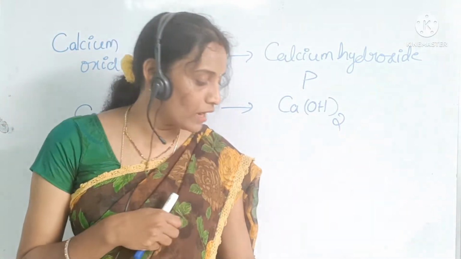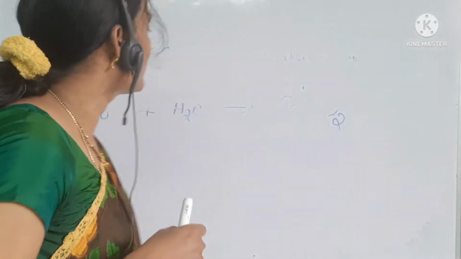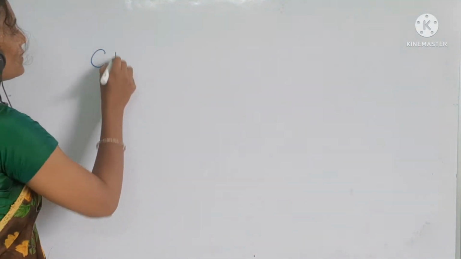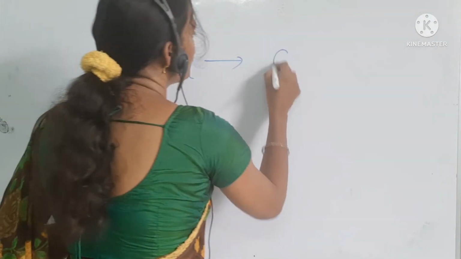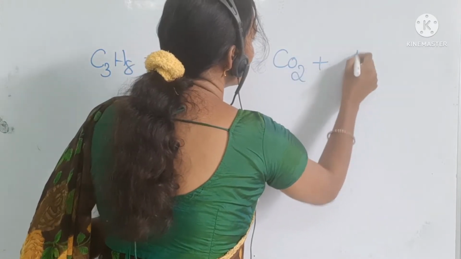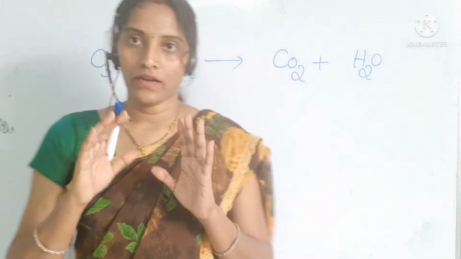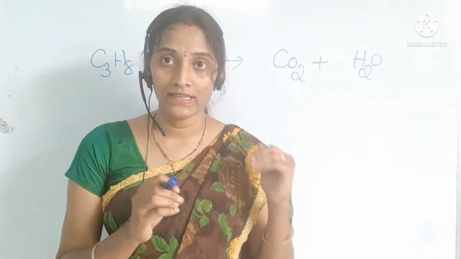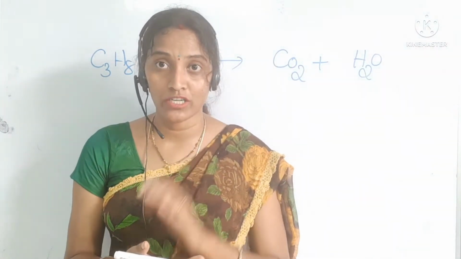Now we will go on to how to balance a chemical reaction. See, for that you can take one example. Propane reacts with oxygen, and it gives you carbon dioxide and water. This is a chemical reaction. First of all, before balancing this reaction, why do we need to balance a chemical reaction? You have to learn about it.